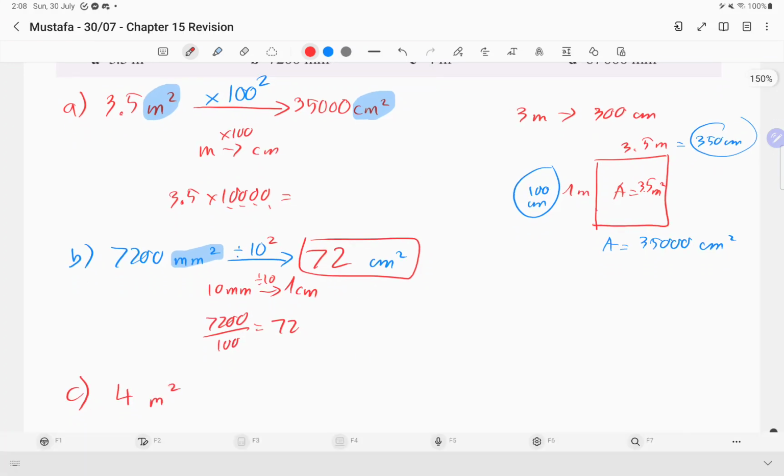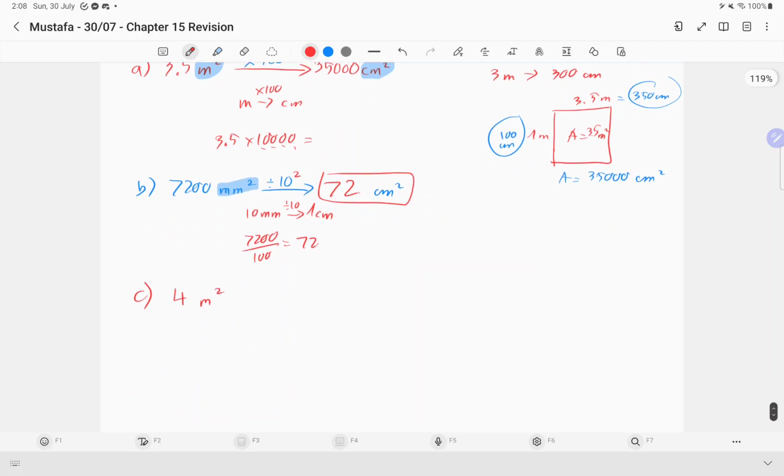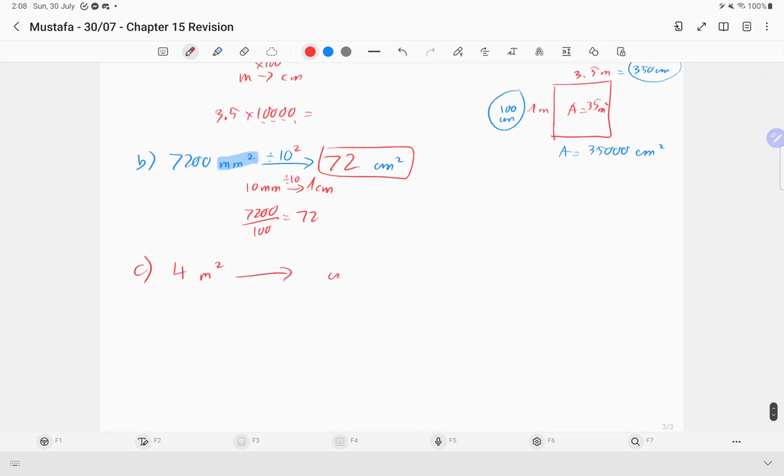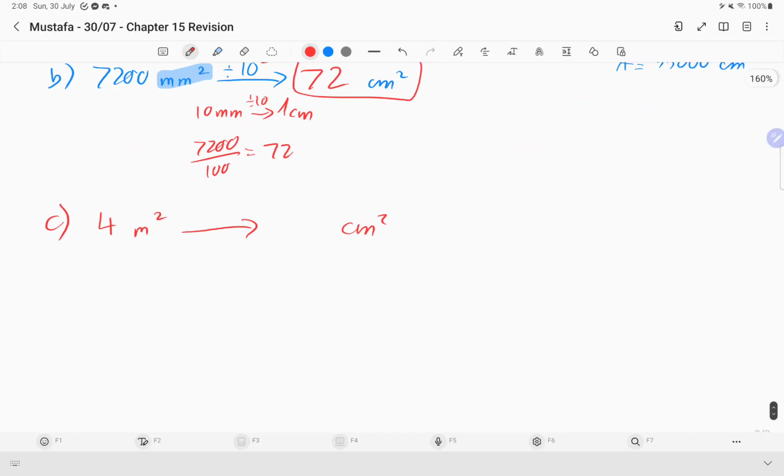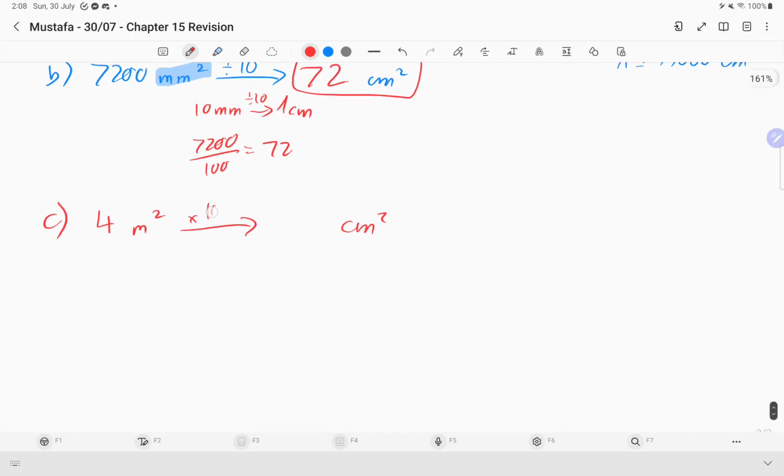All right, let's try again. 4 meters squared to centimeters squared. What's the ratio from meter to centimeter? Times or divide? It's times 100. And then you also have to square. So then the answer is?